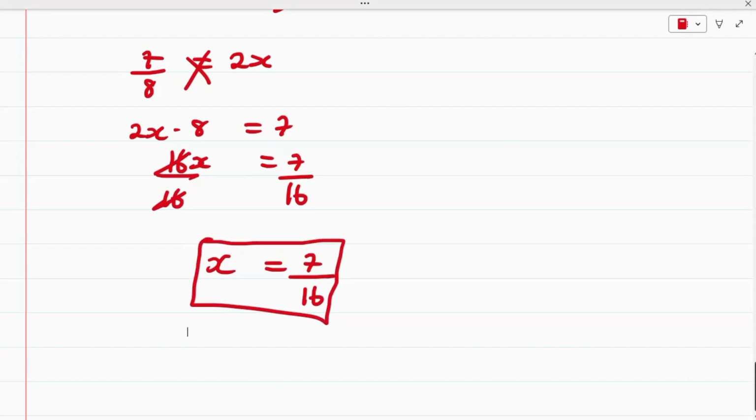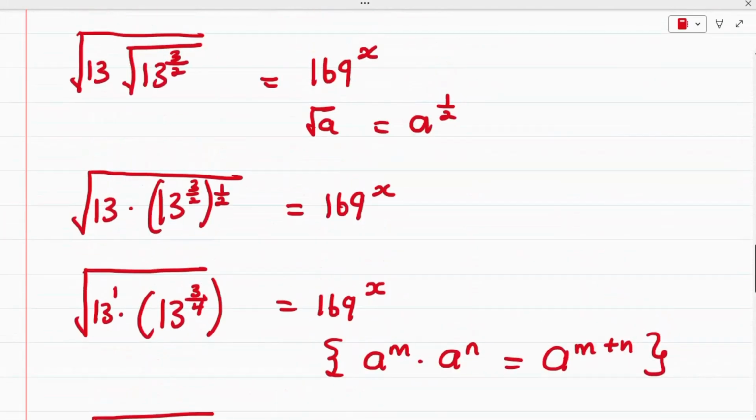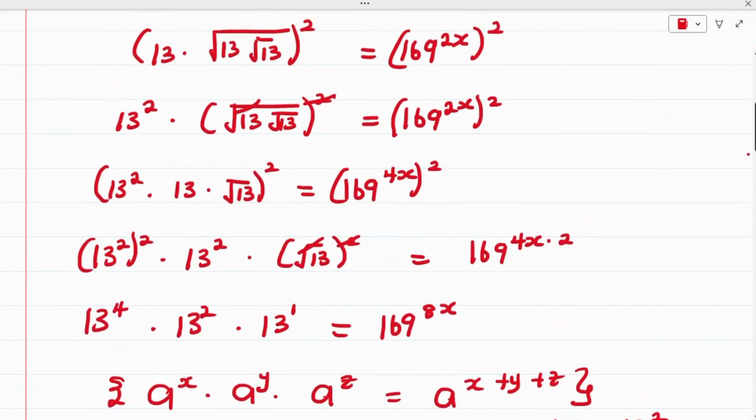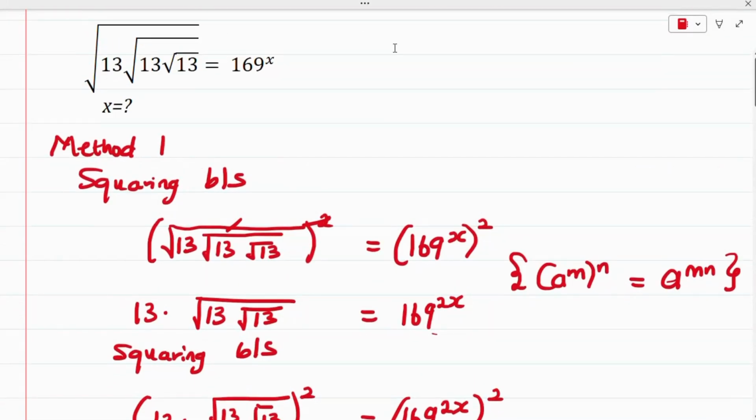So right here, guys, these are the two methods that you can use to solve this nine square roots math problem. So guys, we have that the value of x is equal to 7 over 16, and this becomes the final answer.